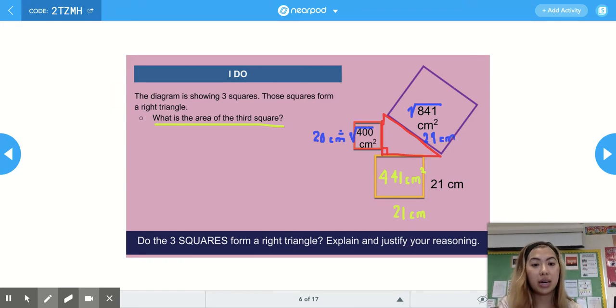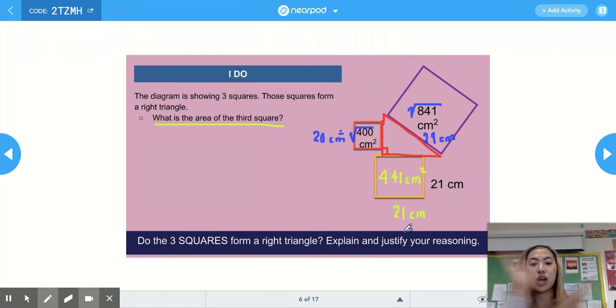So again, when I have the side length and I'm trying to find the area, I just multiply that number by itself. So in this case, the side length is 21. To find the area, I'm doing 21 times 21. When I'm trying to find the opposite, when I have the area but I'm trying to find the side length, I have to think of the square root.